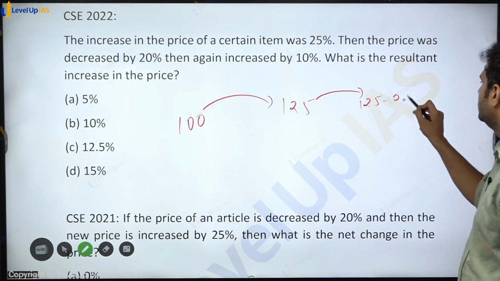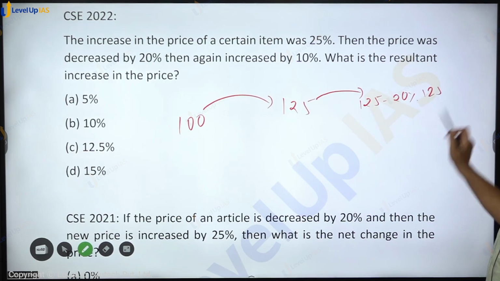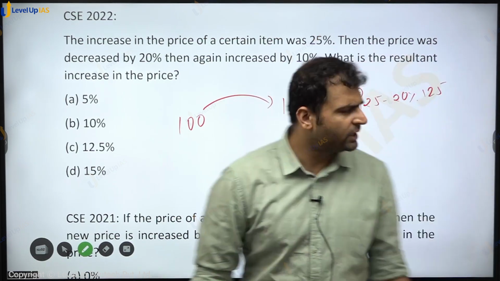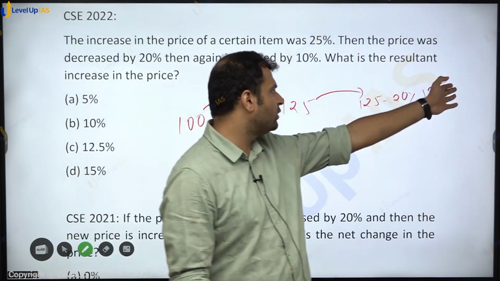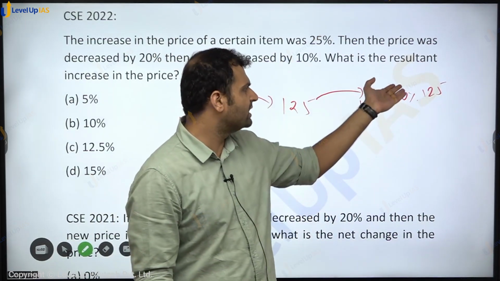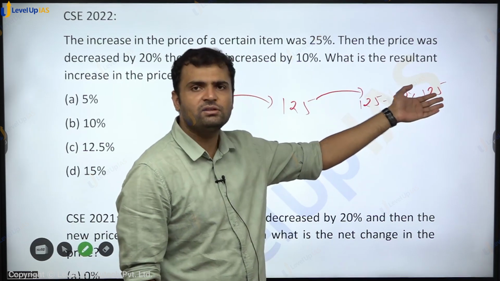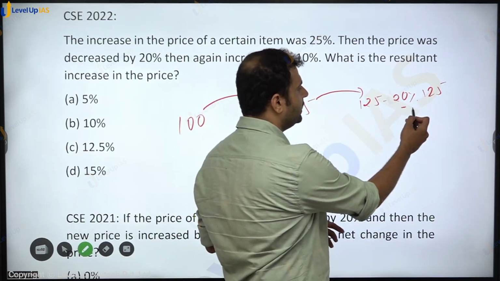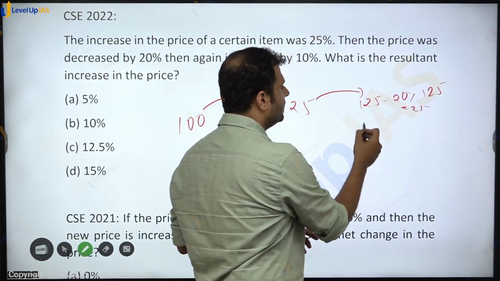125 minus 20% of 125. Now if you remember, you can simplify this. 20% is 20 by 100 into 125, or 20% is 1 by 5. That also we know, 20% is 1 by 5. So 1 by 5 of 125 is 25. This is equal to 25. So 125 minus 25 is 100.